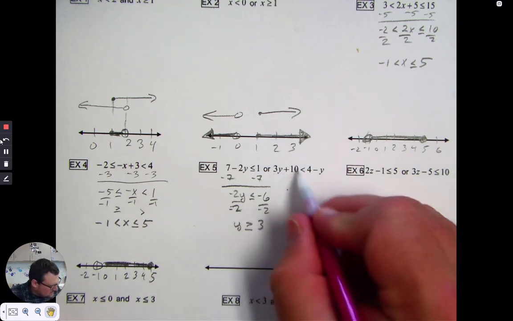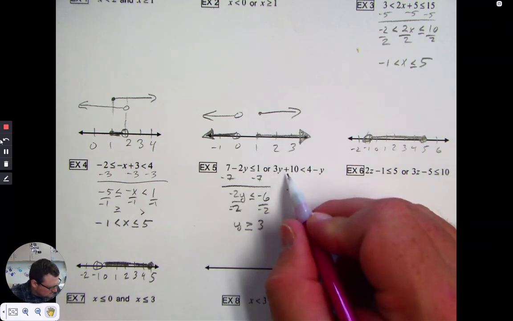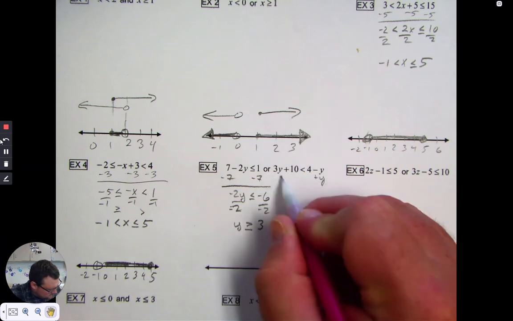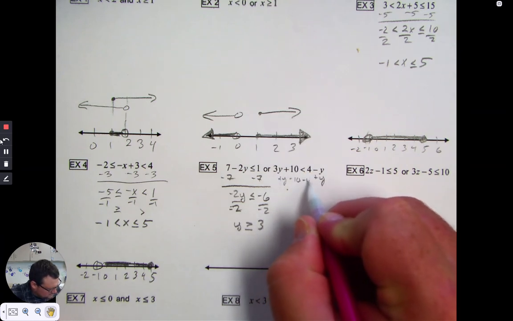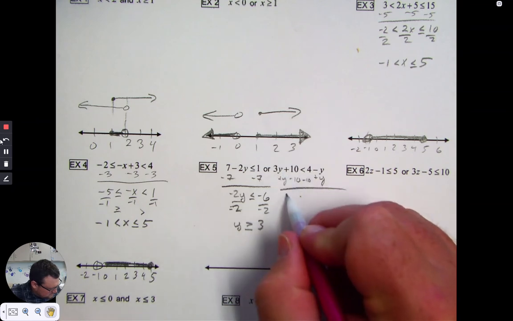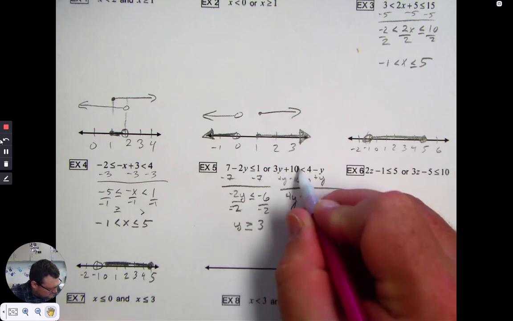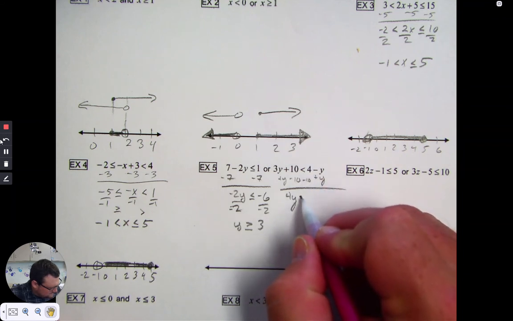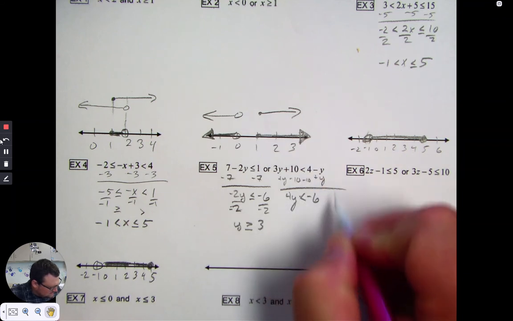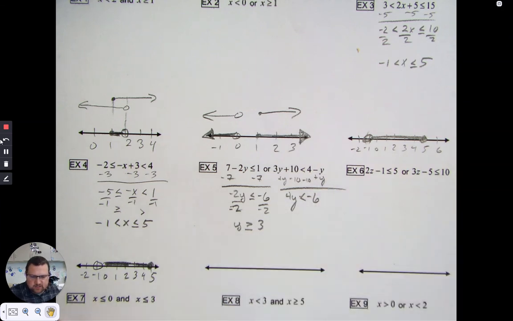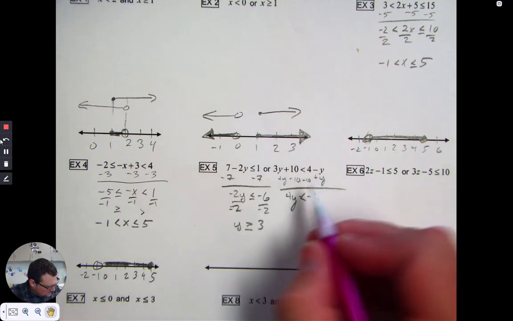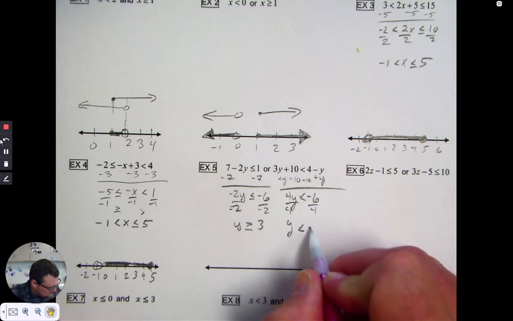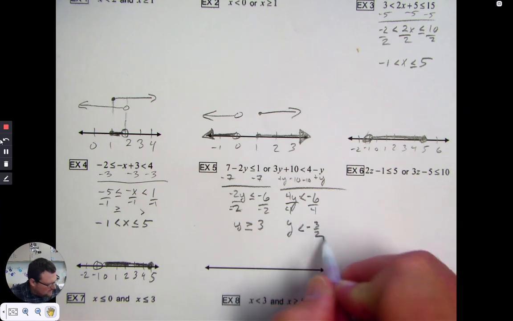Okay, then we have the second side of this that we also have to solve. So we're going to get our y's on the same side. So I'll add y. I'm going to subtract 10. So this becomes 4y. Our 10's cancel each other out. 4 minus 10 is a -6. And then our y's cancel each other out. Okay, I then divide both sides by 4. And I get y is less than -3/2.